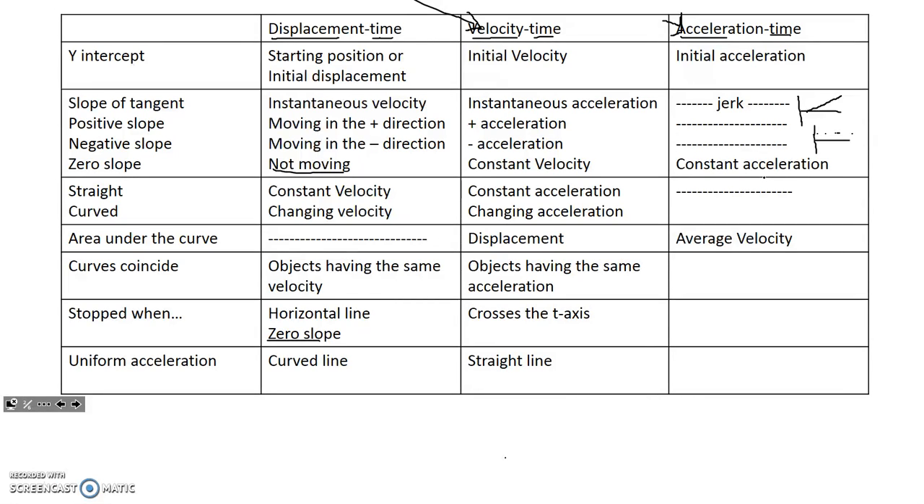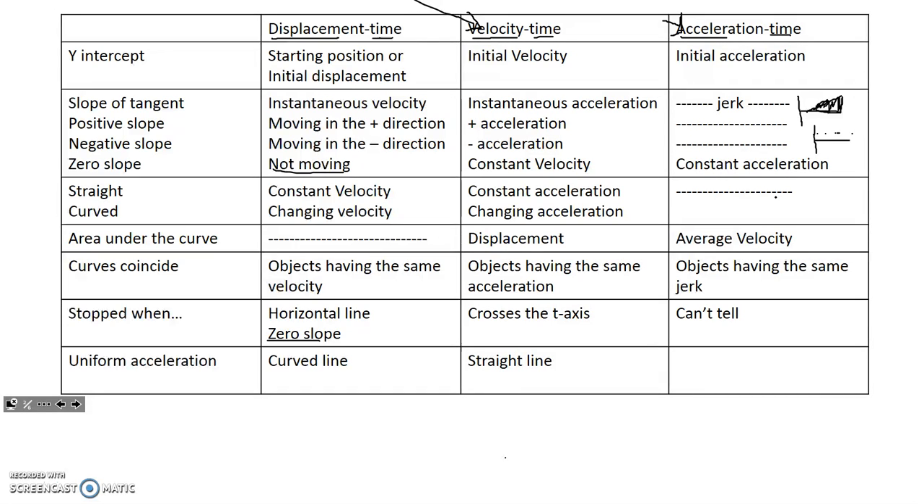Now, the area under that curve, if we were to look at the area underneath these curves here and calculate that triangle there, that would be the change in velocity, how fast it went. The curves coincide with objects having the same jerk. Again, we're not going to deal with jerks.